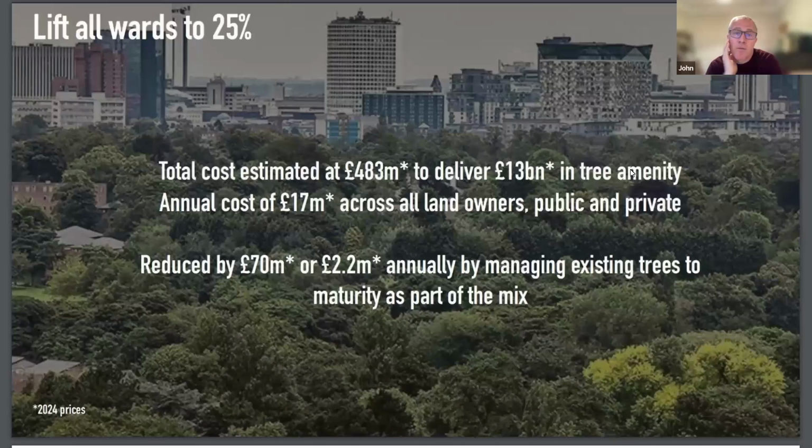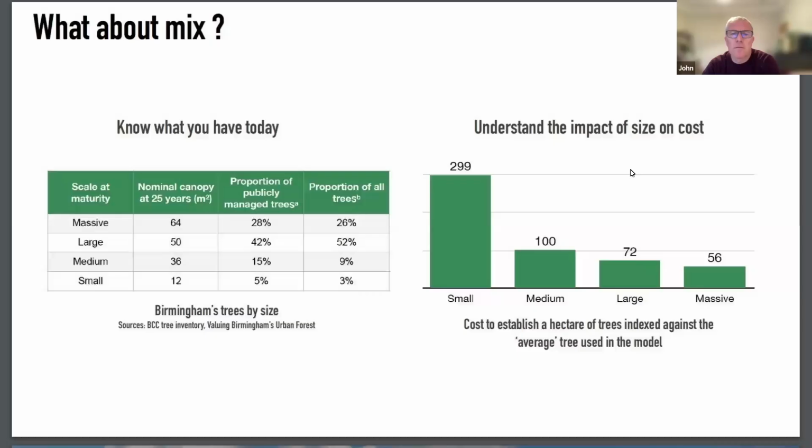So total cost to do that, we came up with £483 million to deliver £13 billion in tree amenity value. An annual cost of £17 million across all landowners, which can be reduced significantly by including managing existing trees to maturity as part of the mix. Next slide, please. Right, so what about the mix?